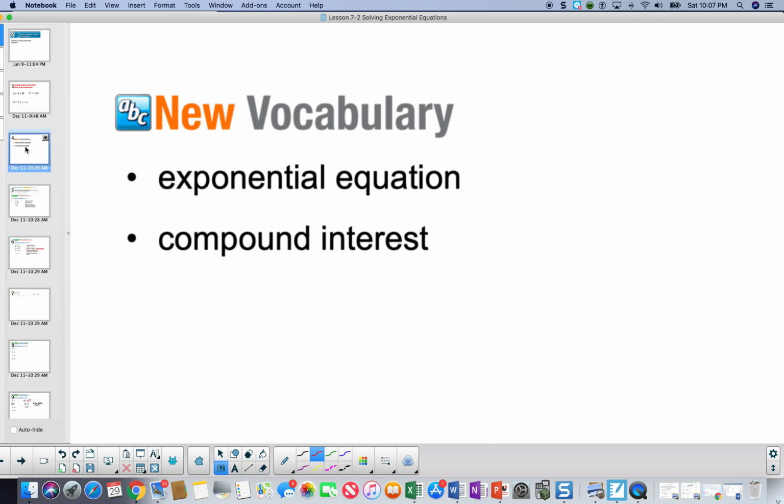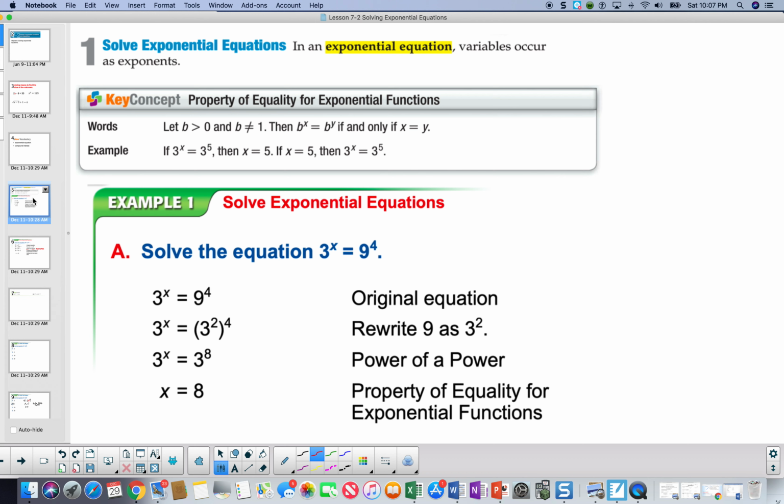New vocabulary: exponential equation, compound interest. Let's take a look at exponential equations and a property called the property of equality. What this says is if the bases are the same, then the exponents are the same. If the exponents are the same, then the only way they can be equal is if the bases are the same. So for instance, 3 to the x equals 3 to the fifth. Then I know that the exponents must be the same.